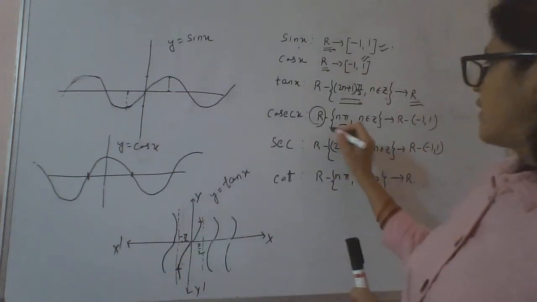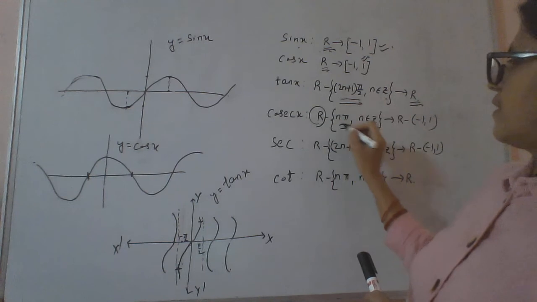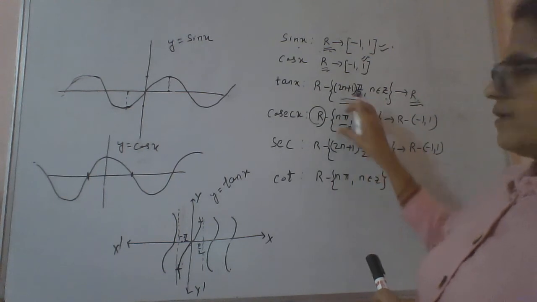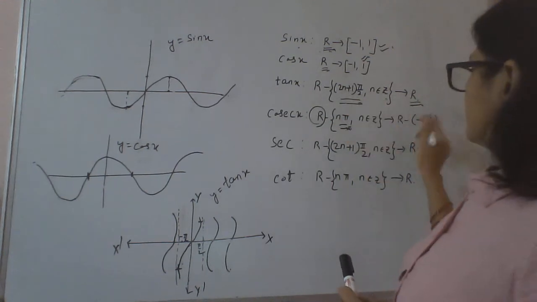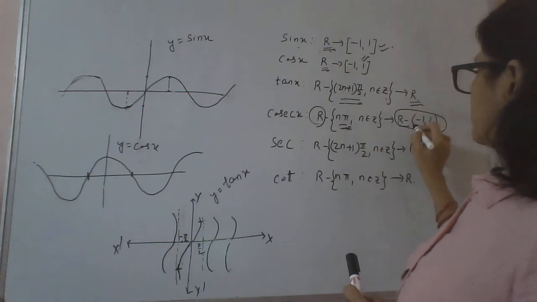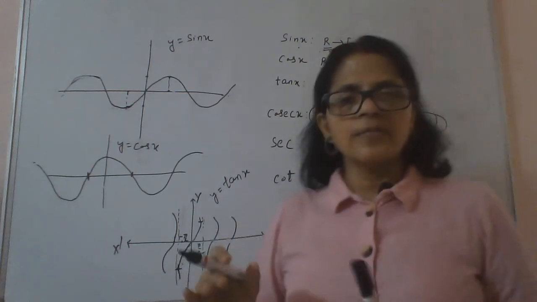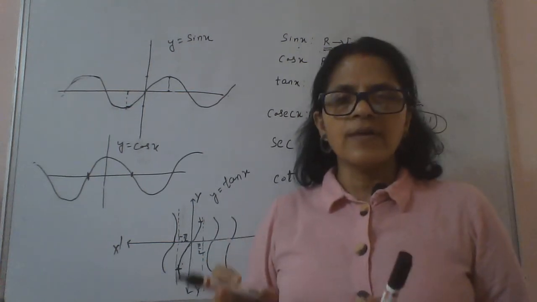So the cosec x domain is the set of real numbers except n pi, right? And the range or codomain is the set of real numbers except the open interval -1, 1.